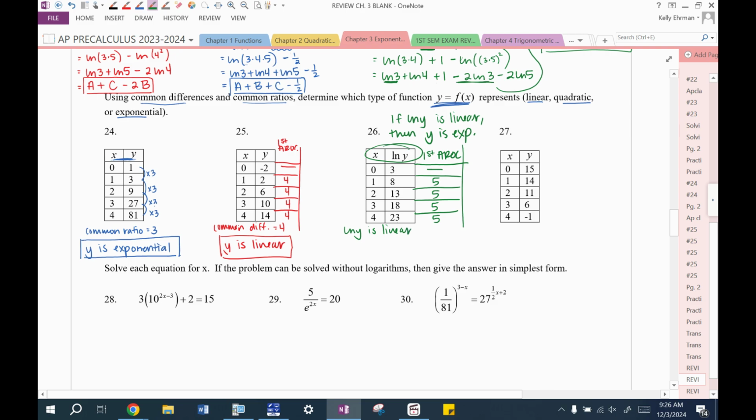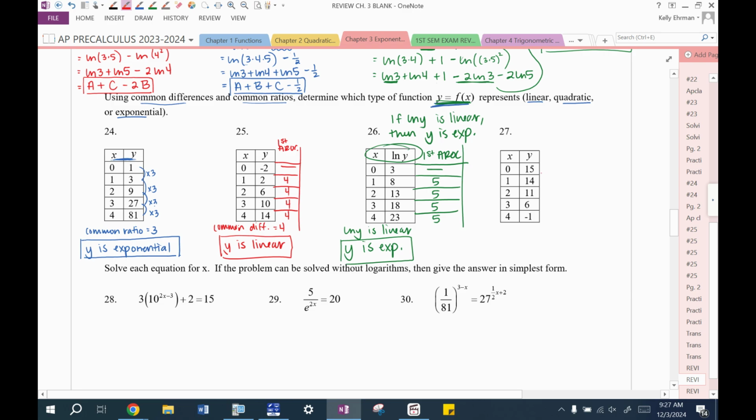So if the question is linear or exponential, we're saying y is exponential. The question is not what is natural log y. The question is what is y. So y is exponential. And 27 goes back to being x and y.